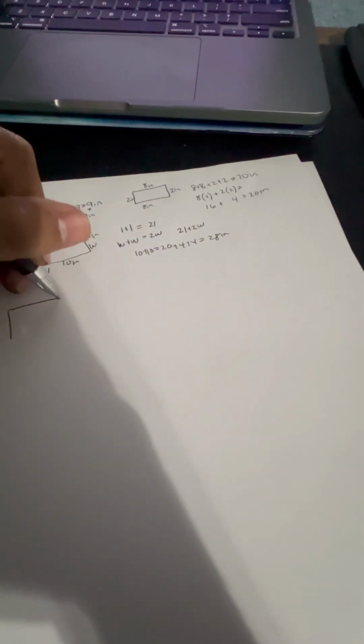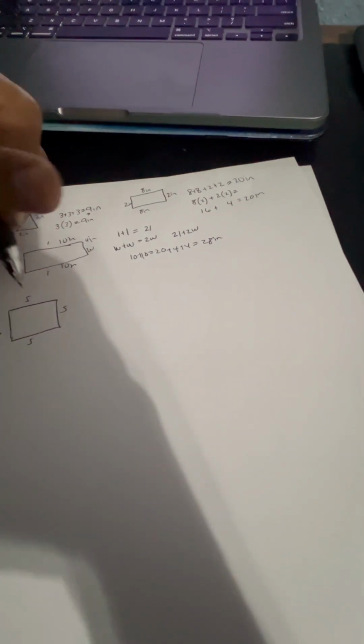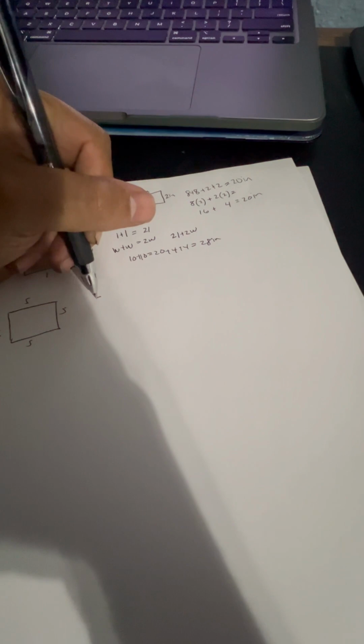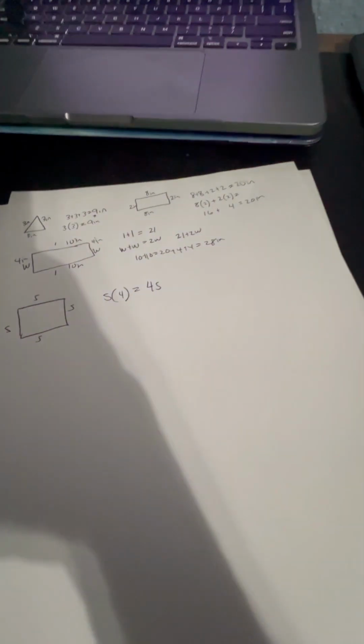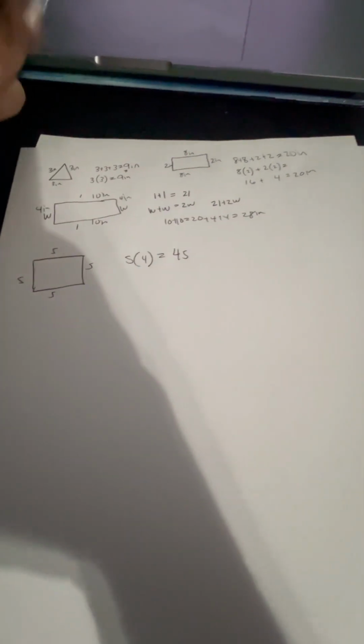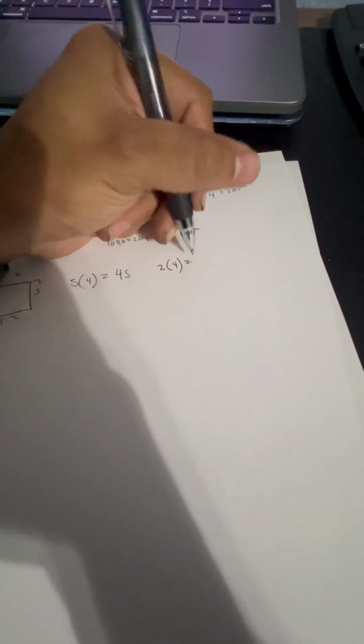Example 5C, you have a square. And each side is S, S, S. So a square, all sides are the same size. So in this case, you would do S times 4, because there's 4 sides. So your answer would be 4S. And if you had a number, let's just say each one is 2 inches. So then you would do 2 inches times 4, because of the 4 sides, equals 8 inches.